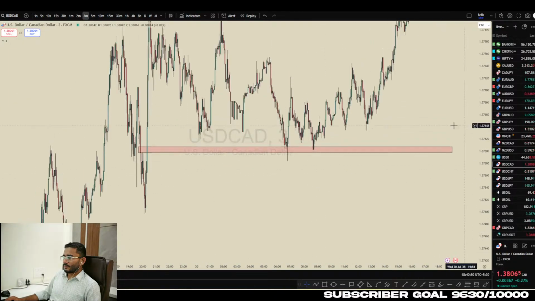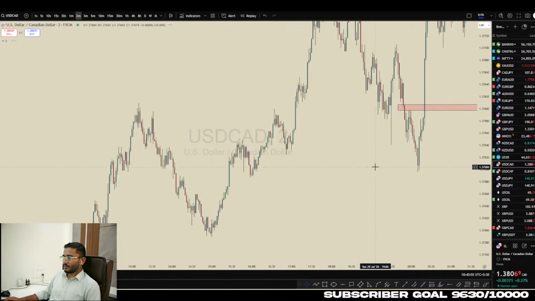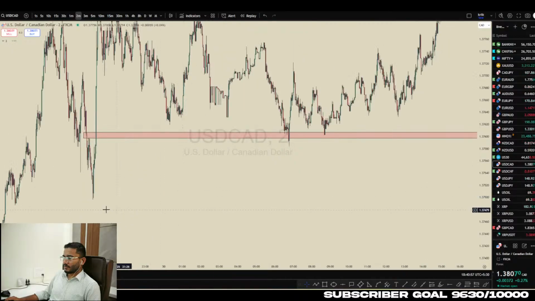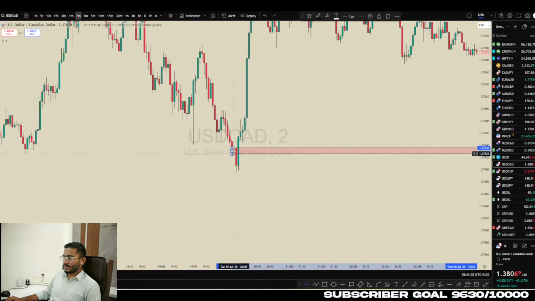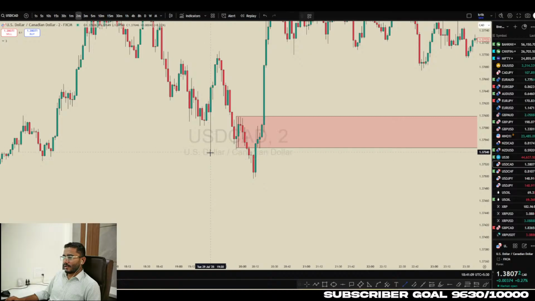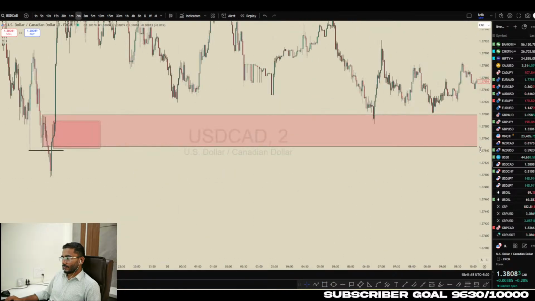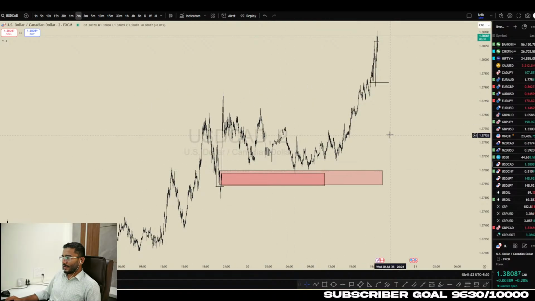5 minutes. So instead of tapping at this extreme order block, it only tapped this area, because this is the area which swept out this low, and this is the order flow, and this is the order block here. So it exactly tapped this area.